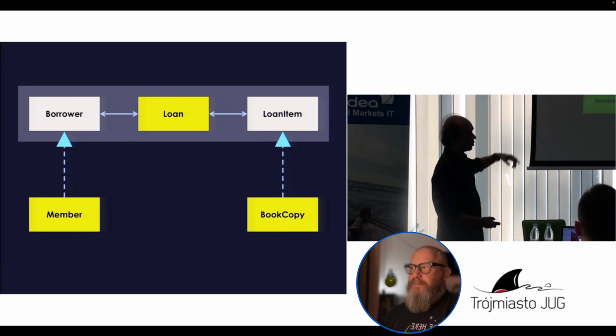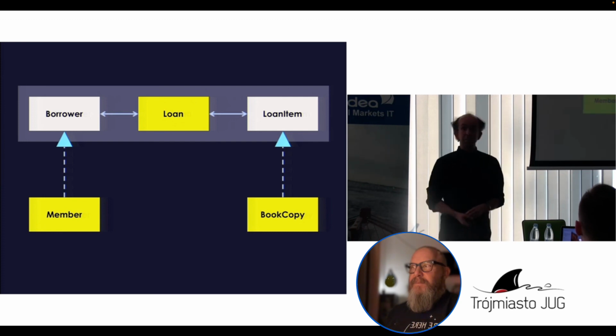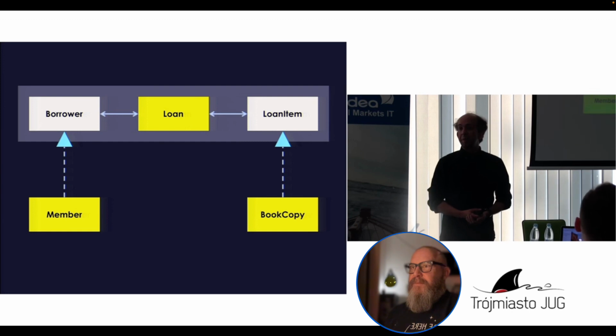Now, the strongest one is on the left, borrower. Borrower is someone or something that borrows. It could be a member, perhaps it could be another library, it doesn't really matter. A borrower is not something that necessarily has an address or any of these other details.